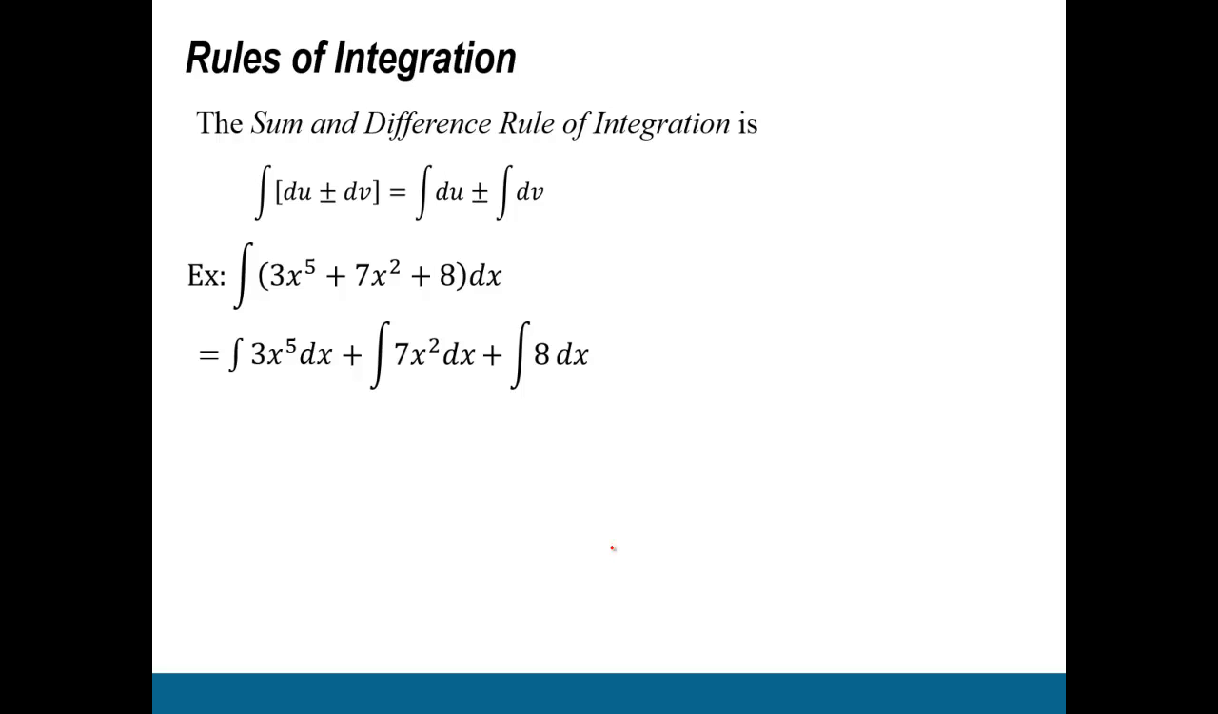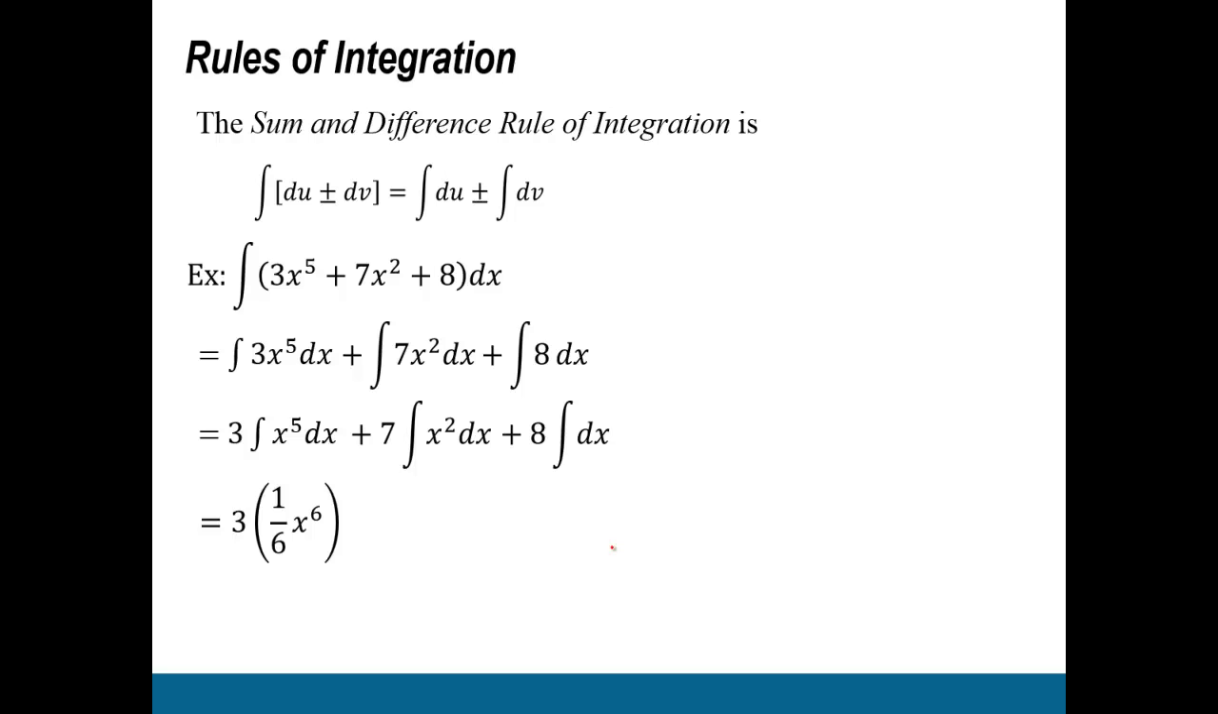Next, we'll use the constant multiple rule. For the first term, we'll pull 3 in front of the integral operator, and we'll write that as 3 times the integral of x to the fifth dx. We'll pull 7 in front of the integral for the second term, so we have 7 times the integral of x squared dx. We'll also pull the constant in front of the integral in the third term, which leaves 8 times the integral of dx. Now we'll integrate the first term.